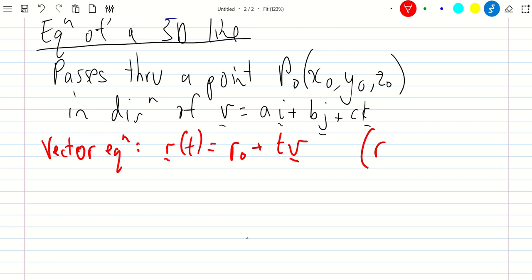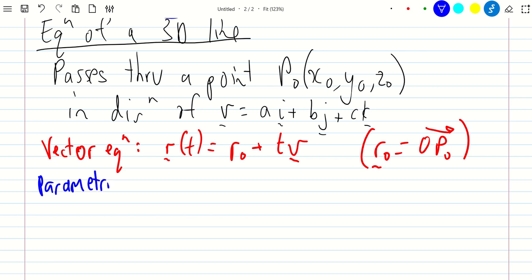And just for reference here, r0 is essentially just the position vector of p0. That'll make sense once you start seeing examples. So we call that the vector equation. We can also write the line in parametric form. So the parametric equation, you'll see it again, it'll be much more clear when I start doing it. But what that is, x is equal to x naught, so at its initial x starting point, and then plus t lots of a.